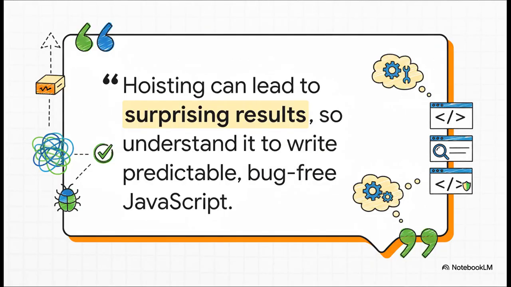So what's the big takeaway from all this? Hoisting isn't just some weird trivia fact. It's a fundamental part of how JavaScript operates. Understanding these rules means you can read code with more confidence, you can debug problems way faster, and you can write code that is just plain cleaner and less buggy. It's one of those things that really levels you up as a developer.